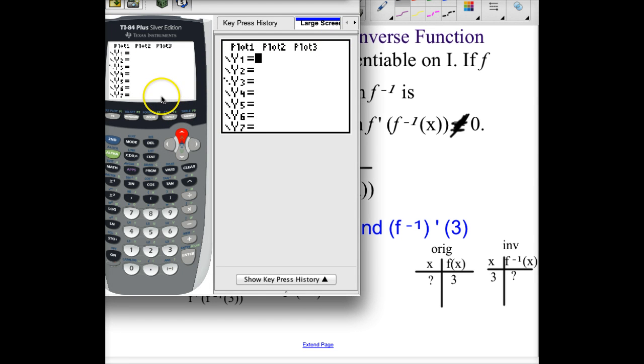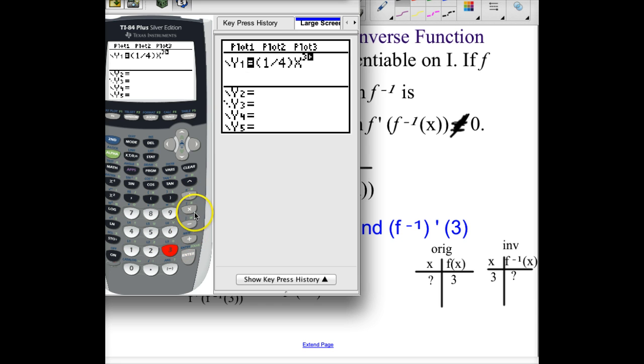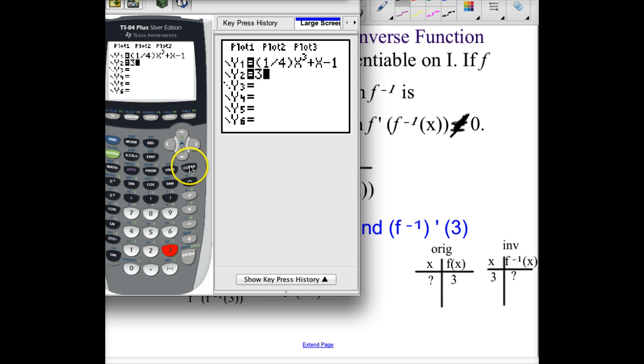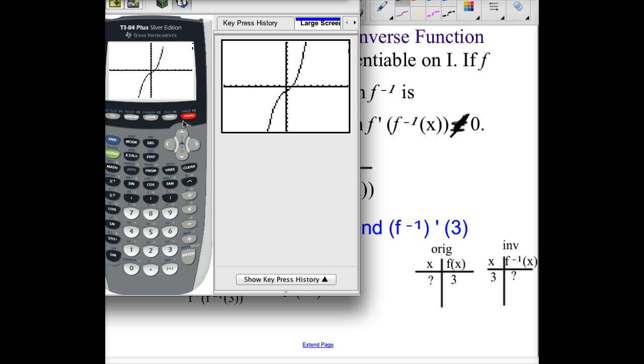So let's type in our equation. We have 1/4 x to the third plus x minus 1. And we want to know where that equals 3. So what I'm going to do is just enter 3 as the other function, graph them, and find where they cross. I'm going to find that intersection.